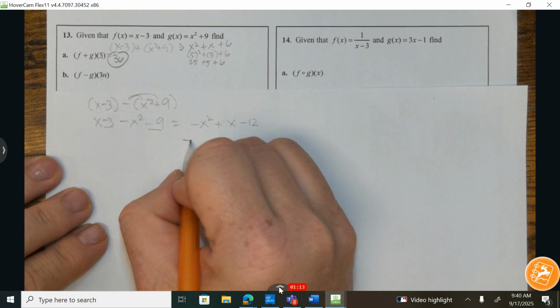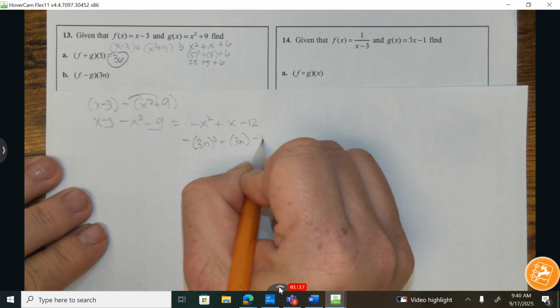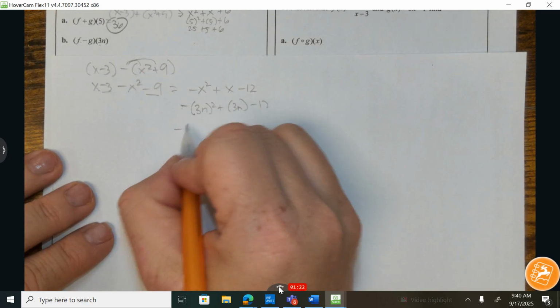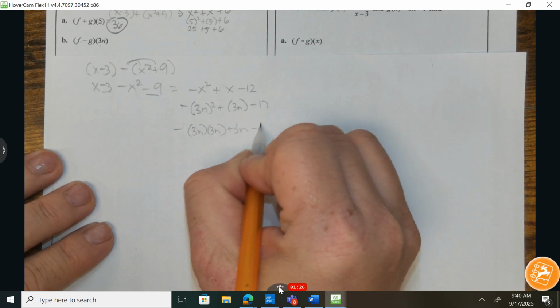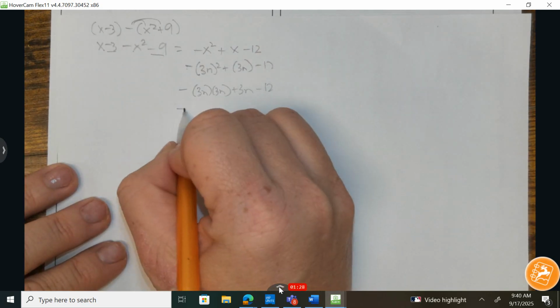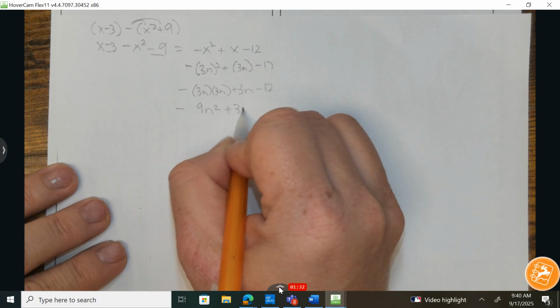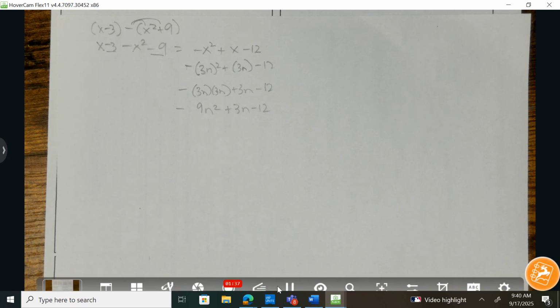Now we'll replace every x with a 3n. Notice that negative sign? It stays out front. It acts like a negative 1. This says write the base twice. So 3n times 3n. 3 times 3 is 9. N times n is n squared. And there we go. There's our expression.